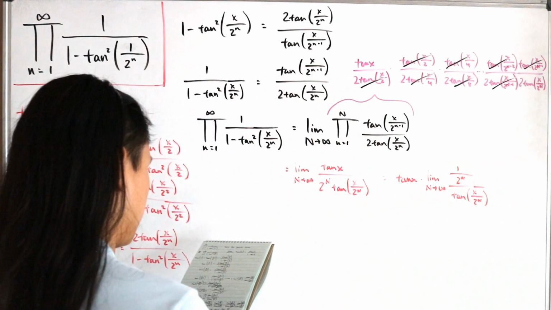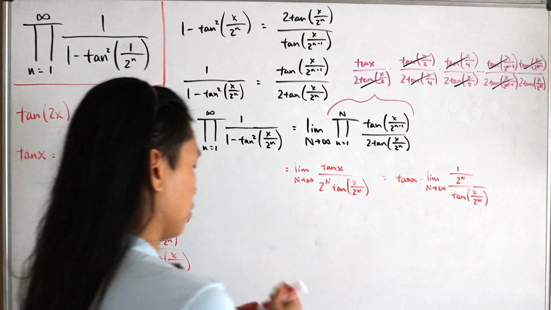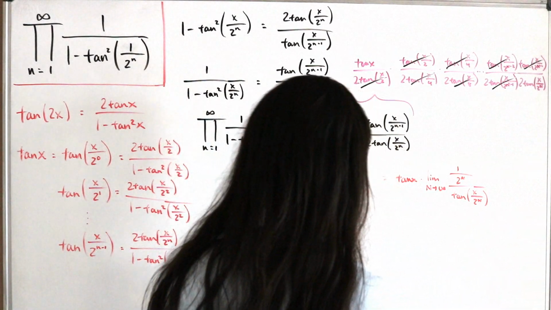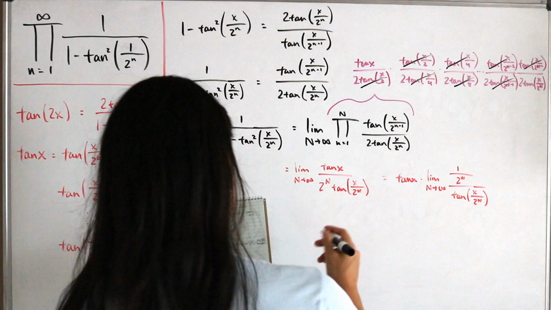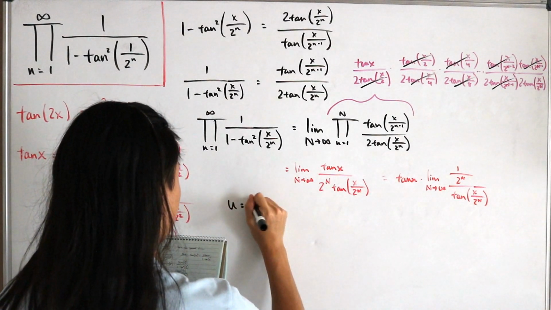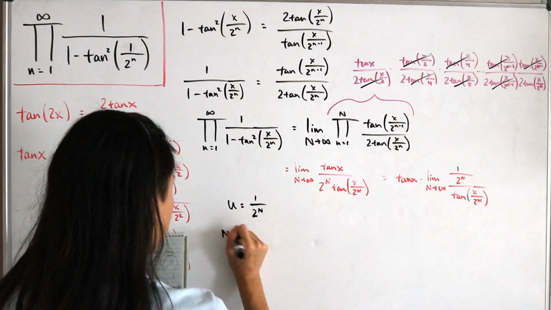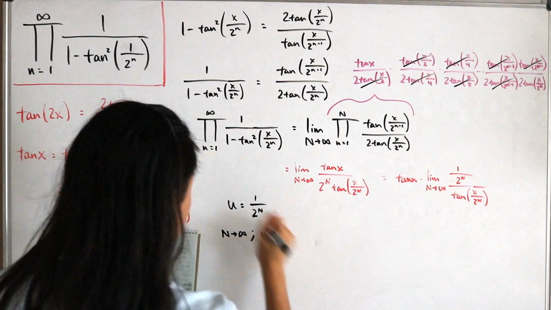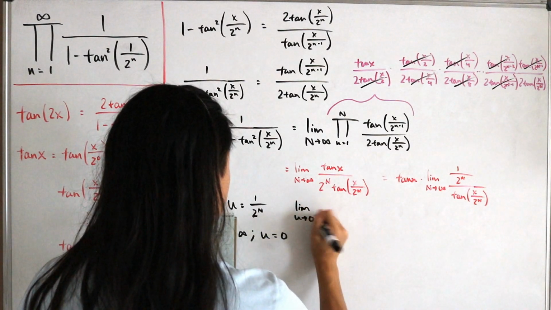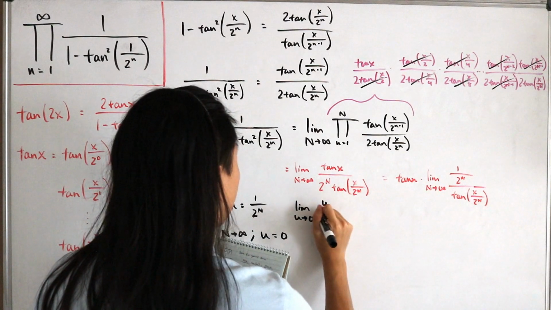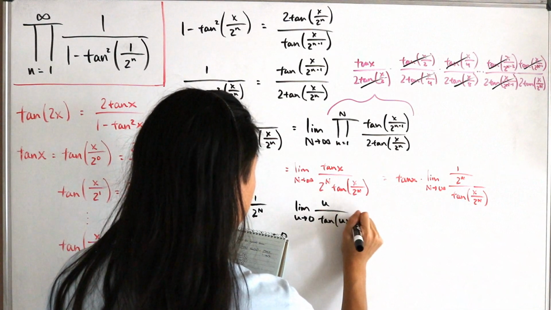Okay, so now we have to focus on this limit over here. Let me put this on the side. What we're going to do in this case is a little bit of a substitution, changing this in terms of u. So let u equal 1 divided by 2 to the capital N. That means as n approaches infinity, u is just going to approach 0. So now our new limit is u approaches 0. Replacing this, I have u, and then divided by tangent of u times x.